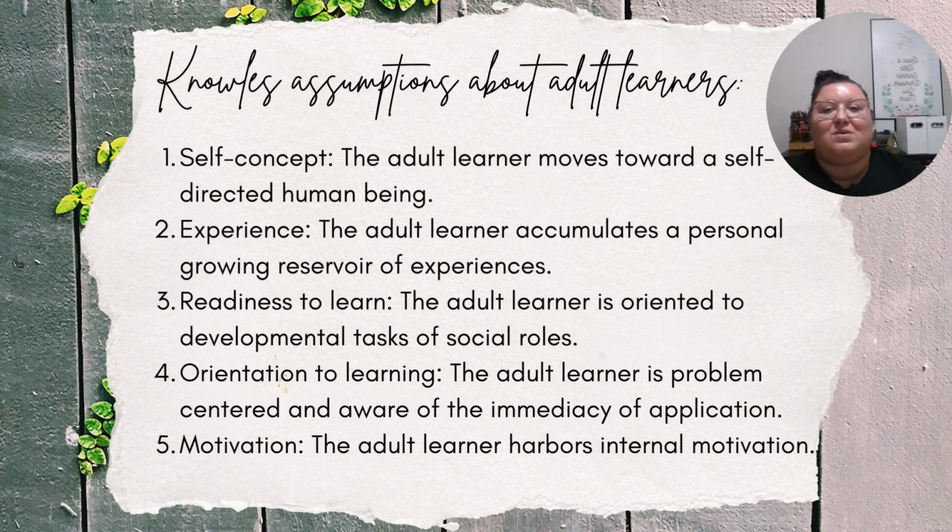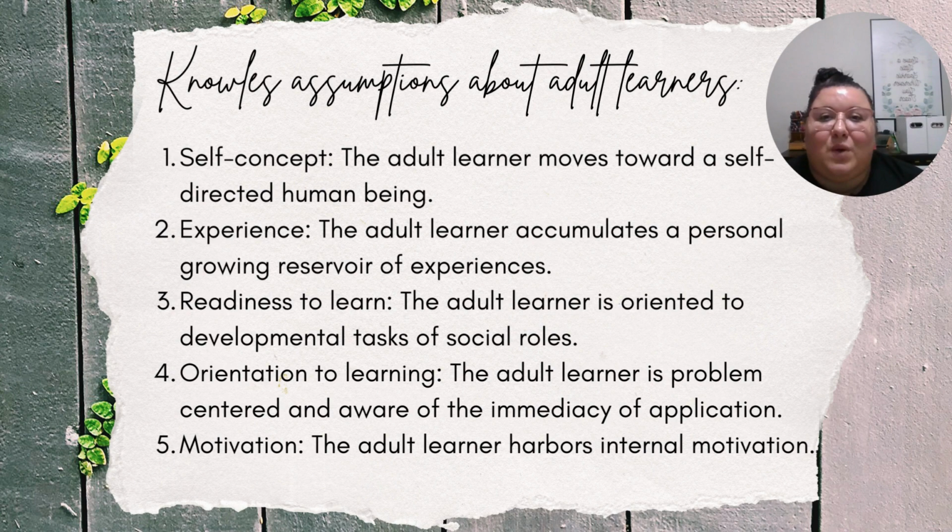So Malcolm Knowles wrote a book in 1973 about the lifelong adult learner, and he had some assumptions. In fact, he had 5 assumptions about the adult learner. So let's look through a few of them. The first one is the self-concept. This is when the adult learner is moving towards a self-directed type of learning, where they're seeing what's important to them and they're learning about it. There's also experience, and the fact that we continually grow and continually bring on experiences in our lives that's going to help with our knowledge and our content base.